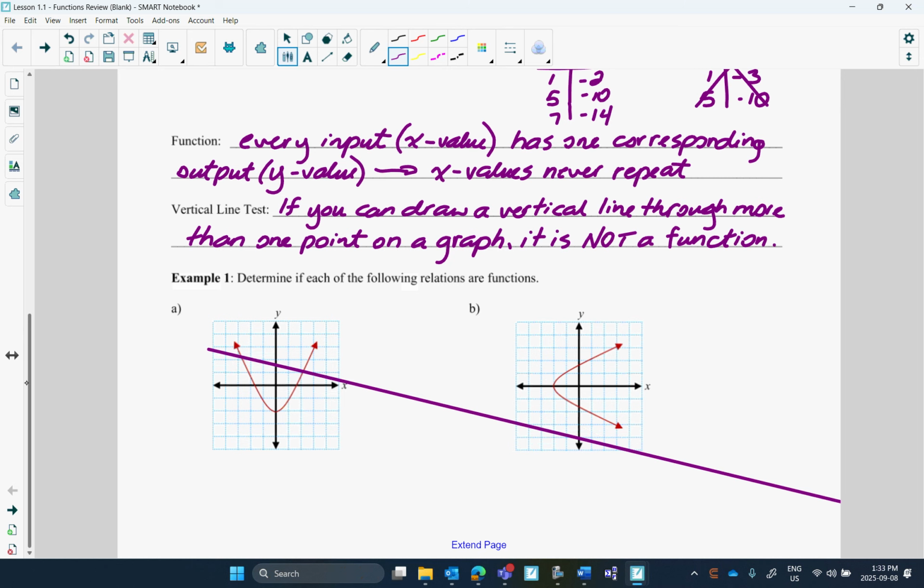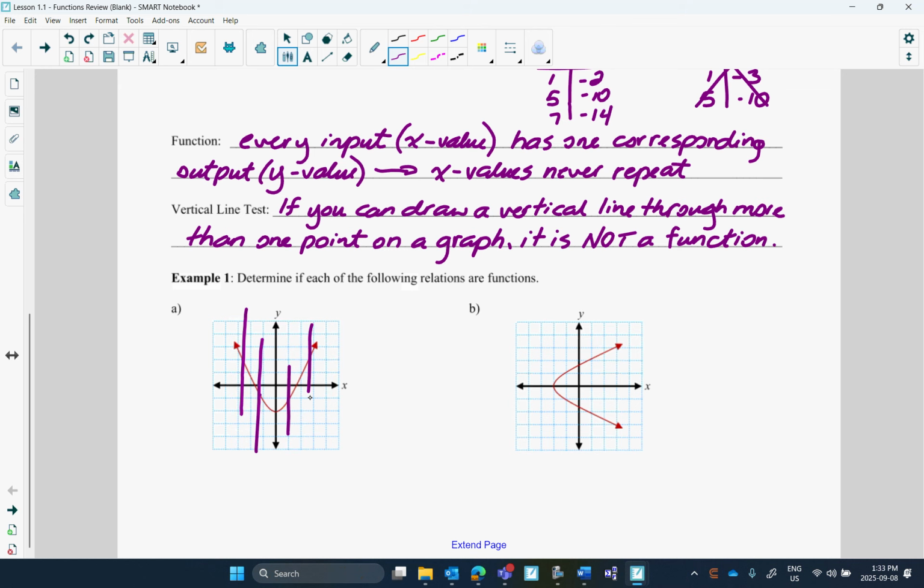So if I look at these two examples, if I look at A, there's the graph. It's a parabola, that you guys are used to seeing. Can I draw a vertical line through more than one point? No. If I try drawing a vertical line here, I only get one. If I try drawing a vertical line here, I only get one. There's nowhere on the graph I could draw a vertical line and hit two or more. So, function, it's good.